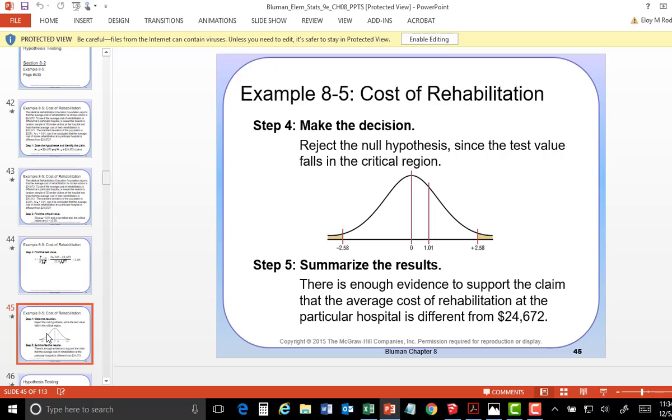There's enough evidence to support the claim that the average cost of a particular is different from this, right? Because we rejected the null. By rejecting a null, you say that the data and the evidence support the claim, because we put the claim in as our alternative, right? Not as a null. Okay?